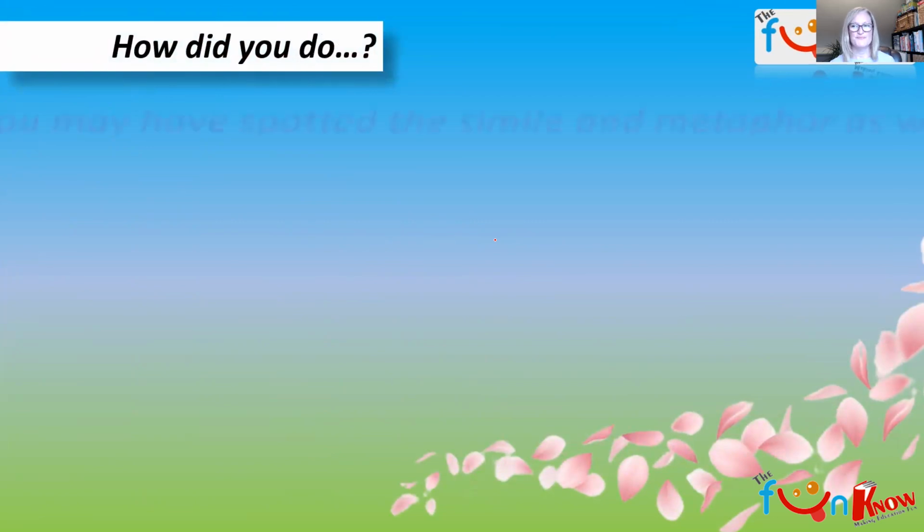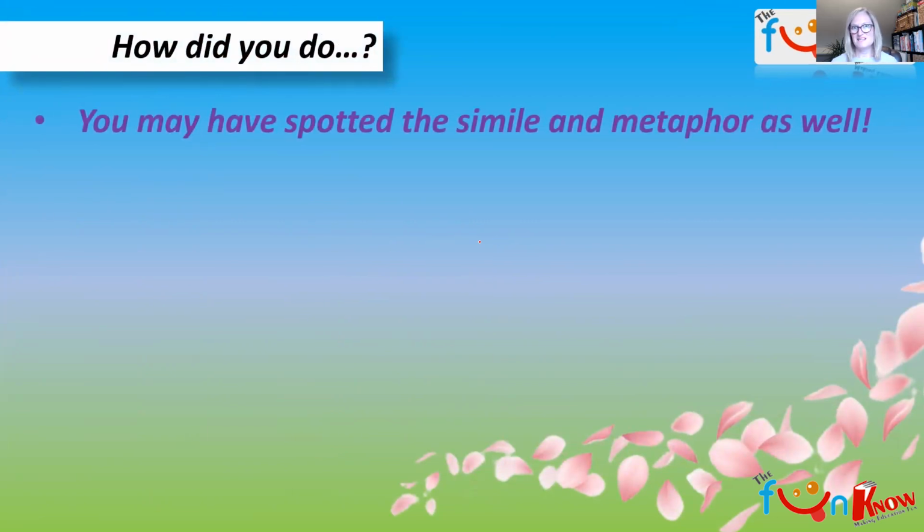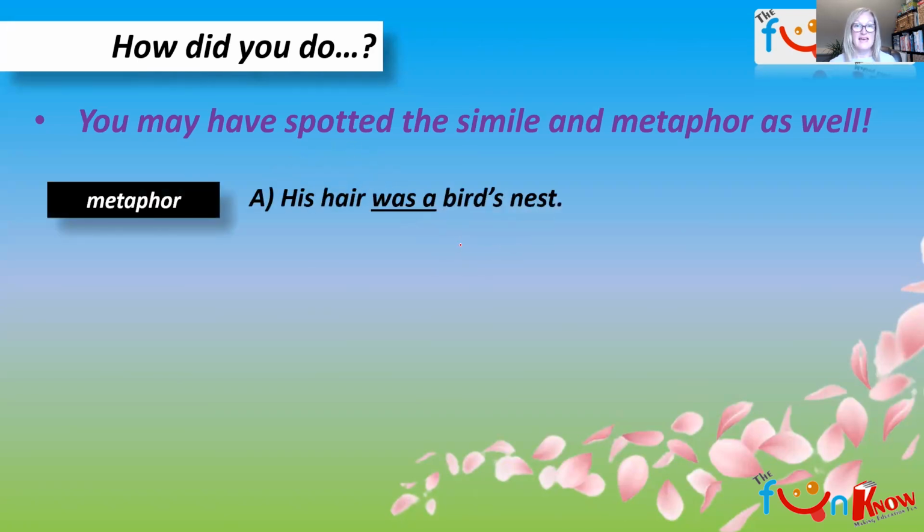How did you do? And if you've watched the whole video through up to this point and you've learned about similes and metaphors, you may have spotted that we've also included some of those as well. A was actually a metaphor. His hair was a bird's nest. There's no action there, so we know it's not personification.